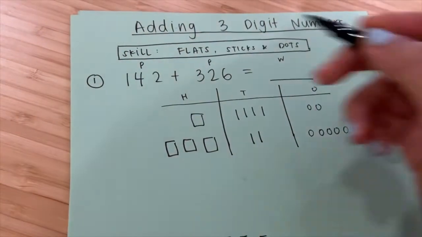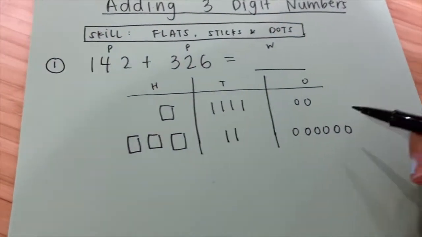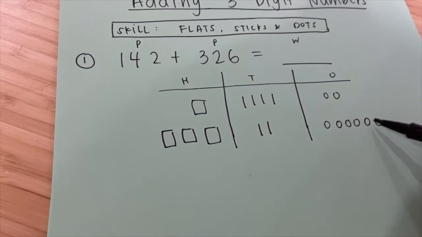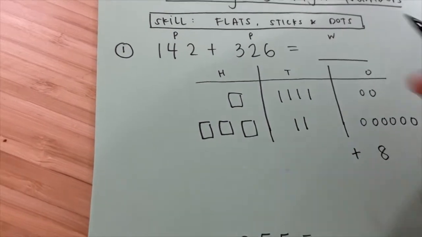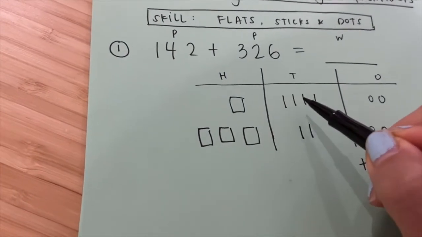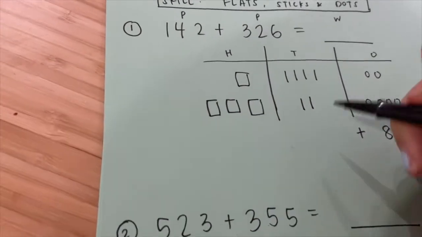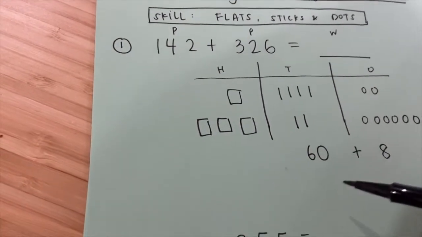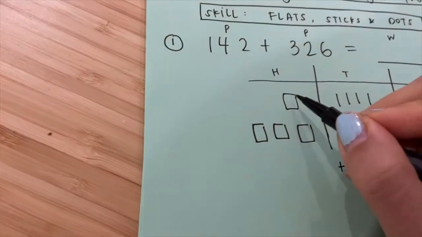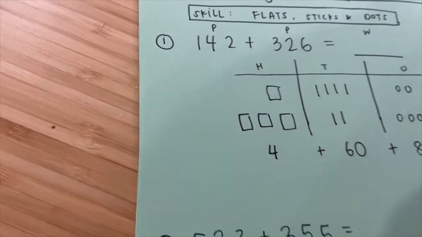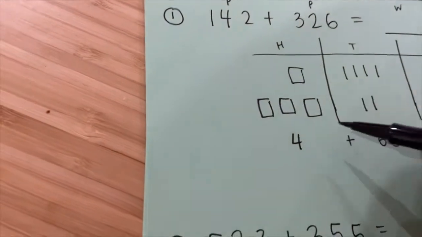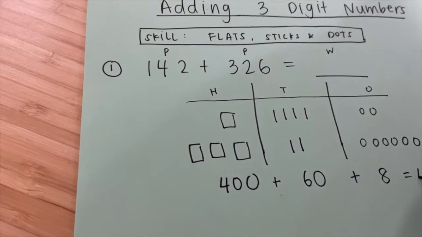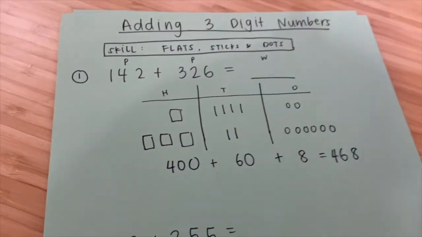Now I'm going to add all my flats, sticks, and dots together. I'm always going to start with my ones. So let me count. 1, 2, 3, 4, 5, 6, 7, 8. 8 plus, now I'm going to count my sticks. 1, 2, 3, 4, 5, 6. But I'm not going to write 6. I'm going to write 6D because the value of 6 tens is 60. Plus, let me count my hundreds, 1, 2, 3, 4. But I can't just write 4 because the value of 4 hundreds is 400. 400 plus 60 plus 8 equals 468. There.